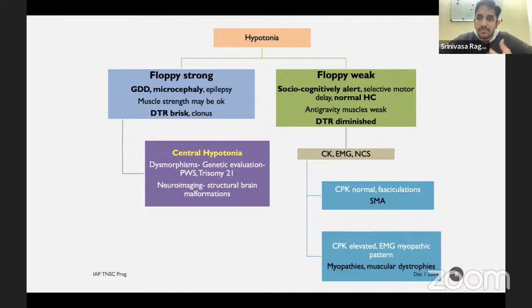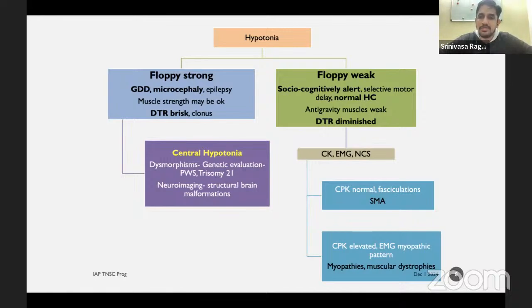Now, a child who is floppy strong, meaning the child's power is okay, anti-gravity movements are okay. These children are usually due to central causes. The CNS is the most common reason. Now, they may have associated global development delay. Usually, they'll have microcephaly. There'll be associated epilepsy in a predominant number of them. The muscle strength is okay. That's why they're labeled as floppy strong.